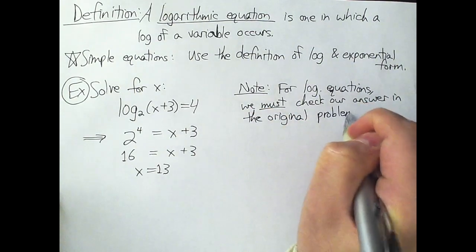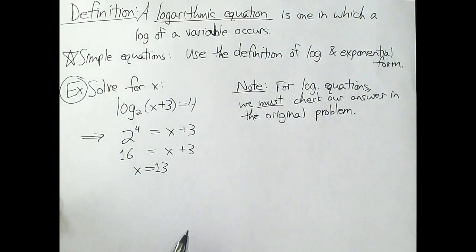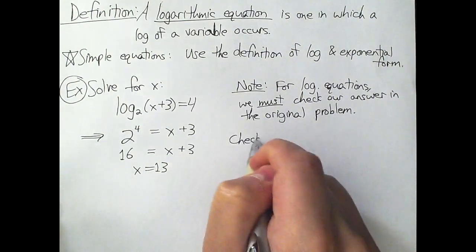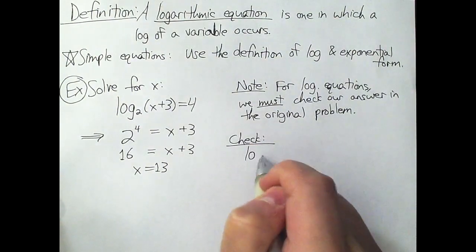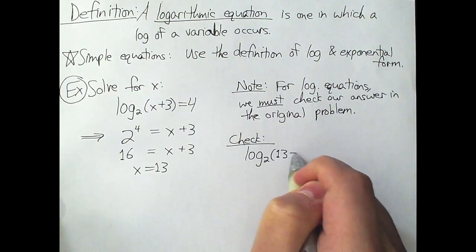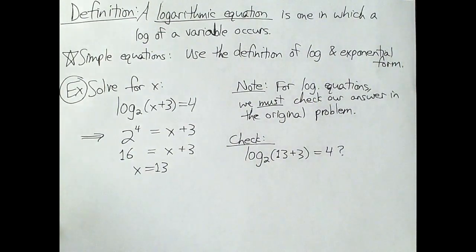And this is not just me being picky and saying I want to see you check your answer. This is actually important because we're going to see some problems where we get an answer and it turns out to be false. So we need to check to see that this 13 really works. I'll show you for this problem that's going to be pretty quick. In the original problem, you put in 13 for x, and it looks like this. And we're saying, does this in fact equal 4? Does everything check out?